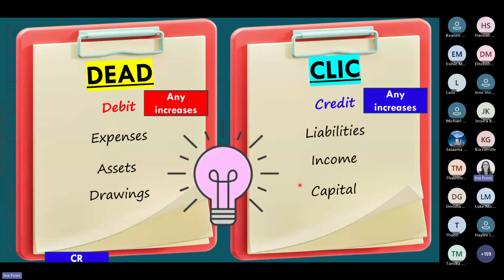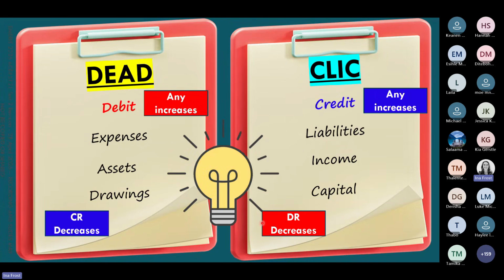If there is a decrease, then it goes to the opposite side. So again, to bring us back to our question, we're sitting with an asset, furniture, and we have capital.